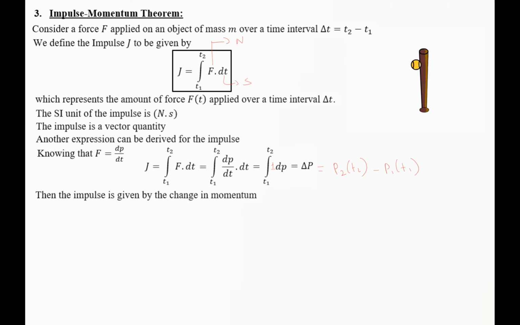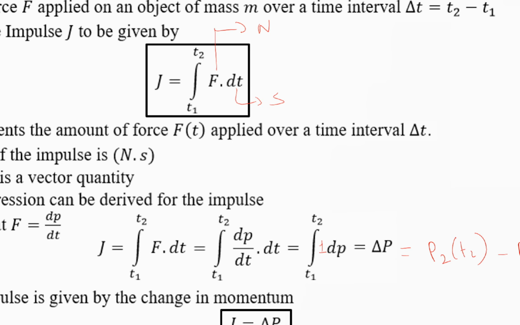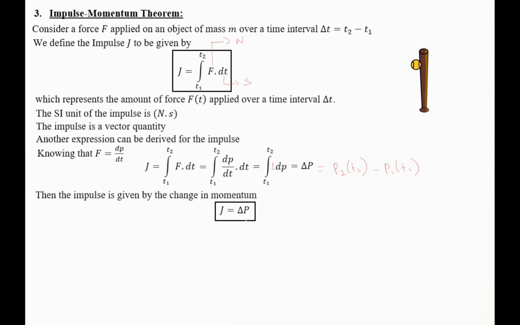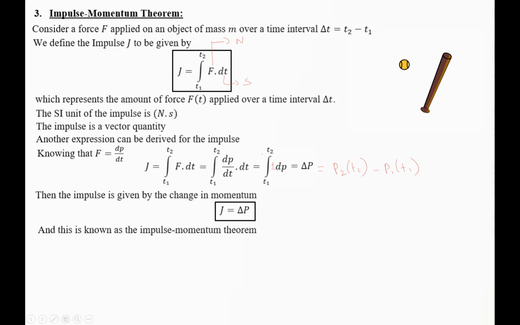Now then the impulse is given by the change in momentum. J is delta p. So we have two different definitions for the impulse. Impulse given by the integral of F dt from t1 to t2, or which is given by the variation of momentum. And this is known as the impulse momentum theorem.